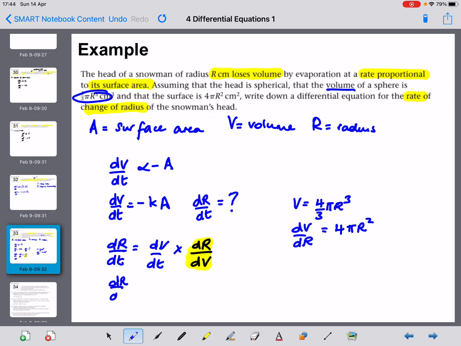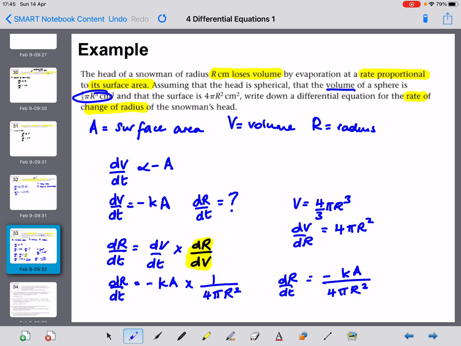dr by dt is dV by dt, which is negative kA, times dr by dV, so 1 over 4 pi r squared. Okay, so dr by dt is negative kA over 4 pi r squared.